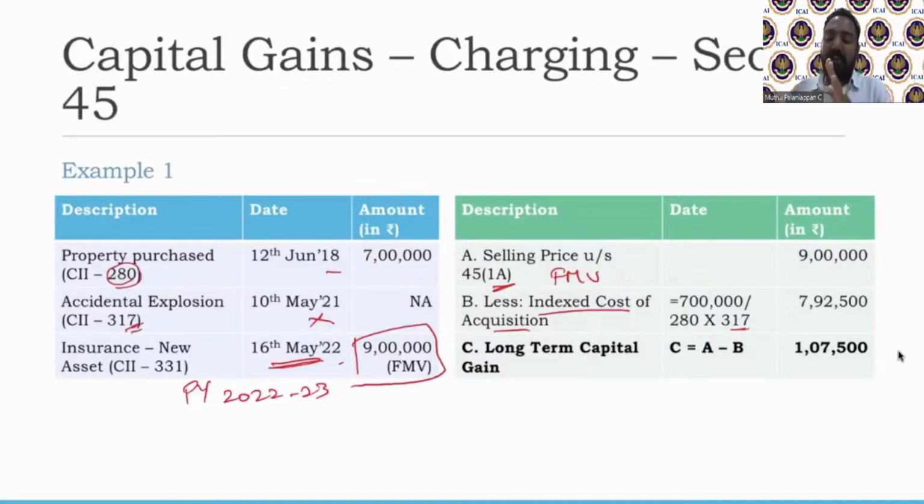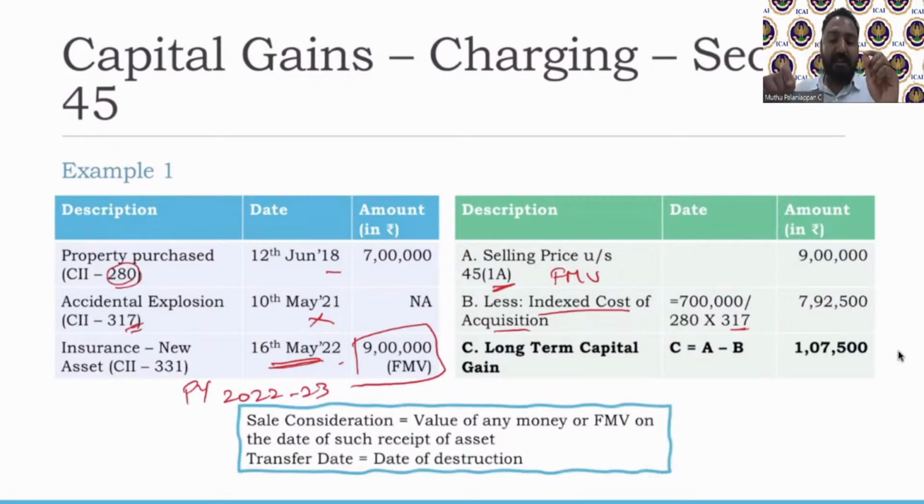So in the case of chargeability, what we should remember is that for sale consideration, it is the value of money received or the fair market value of that asset on the date of receipt of such asset. So if you're receiving it on 16th May, the fair market value on that date is what is relevant. That is the sale consideration. For the transfer date, what date will be regarded as the transfer date? That's the date of destruction, which is nothing but this date.